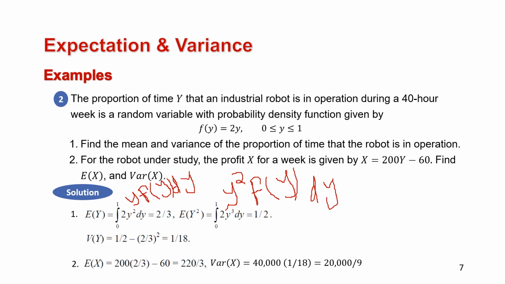What's the integration of y cubed? It's y to the power 4 over 4. Substitute, and then we will have 2 out of 4 or 1 out of 2. How can we find the variance of y? It's the expected value of y square minus mu square, 1 over 2 minus 2 out of 3 square.